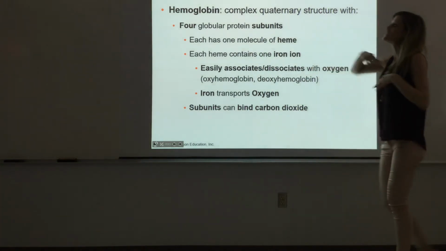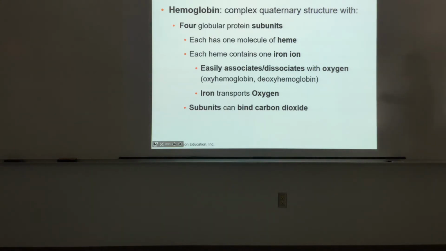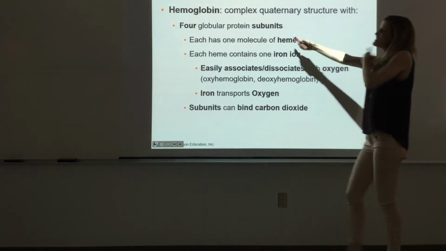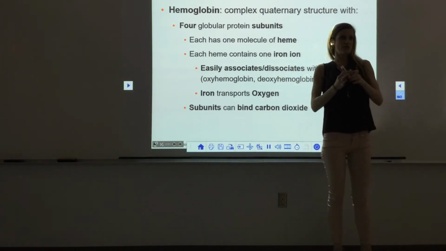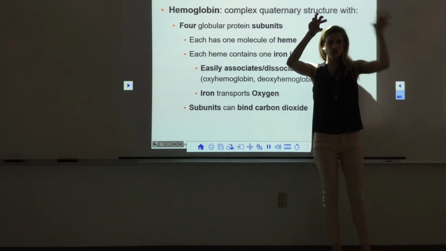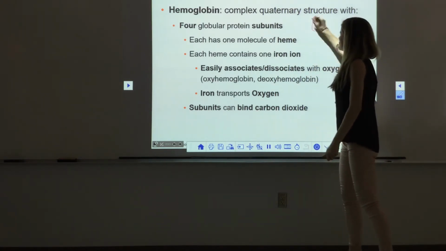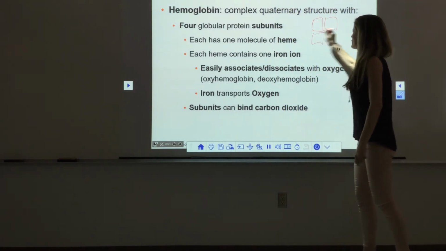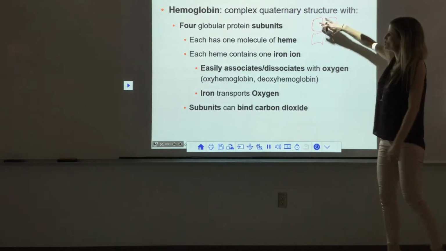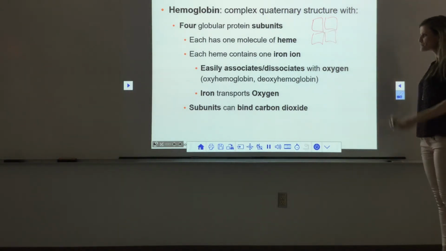So we'll take a second to look at the complex quaternary structure of hemoglobin, because it does relate to its function a little bit. We see that it's made up of 4 subunits. So 4 tertiary structures come together to make this hemoglobin molecule. So we'll have 1, 2, 3, 4. Two alpha and 2 beta units.